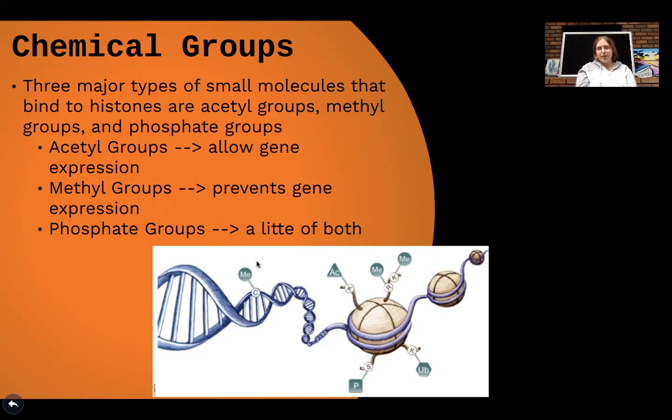Now, acetyl groups, these are the ones that when they are added to a gene or to a histone, they affect it and allow a gene to be transcribed. So if the gene is being transcribed, that means it's going to be expressed. And methyl groups do the opposite. They actually prevent gene expression. We will talk a little bit about those coming up, but I at least wanted to introduce that idea to you now. So acetyl allows for transcription and methyl prevents it. Again, phosphate kind of does a little bit of its own thing, kind of does a little bit of both depending on the different circumstances.